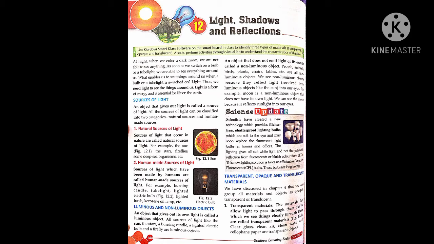Now the second one. An object that does not emit light of its own is called a non-luminous object. That means those which need help, they are not able to give light on their own. They do not have their own light. They give light with the help of others. Like plants, chair, table, they are non-luminous objects, and the moon is also a non-luminous object.